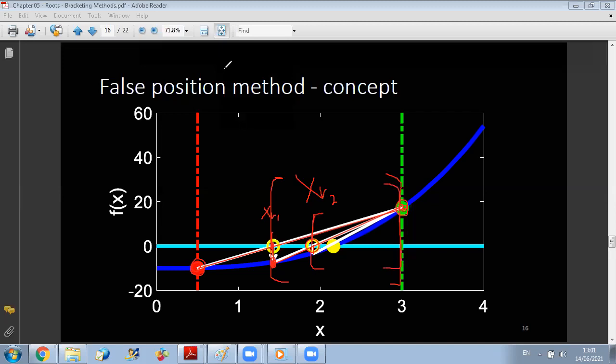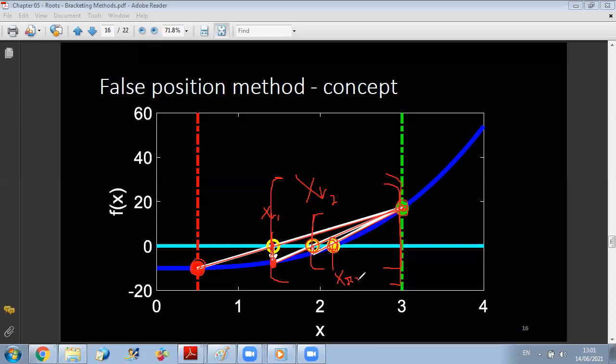So now all I have to do is to join again those 2 points. And the intersection with the x-axis is nearly coincident with the root. So I expect that when doing the third iteration I will be very close. So this is xr3, which is very close to the exact root.